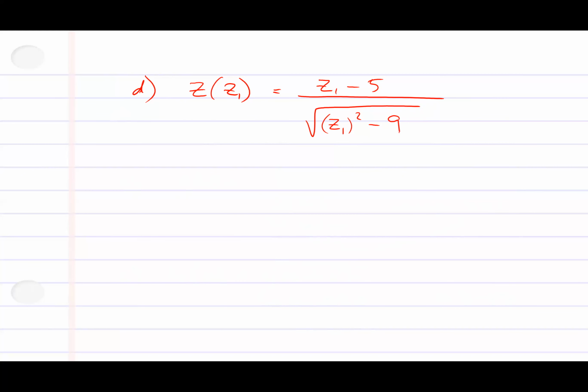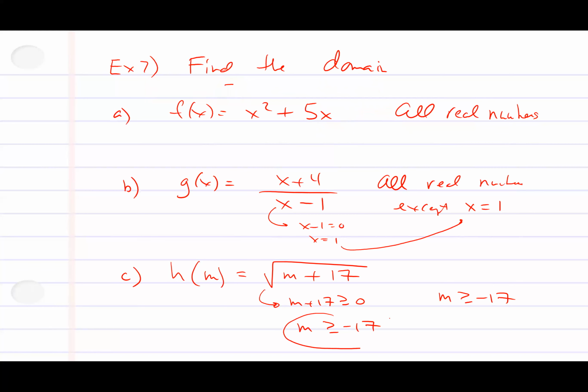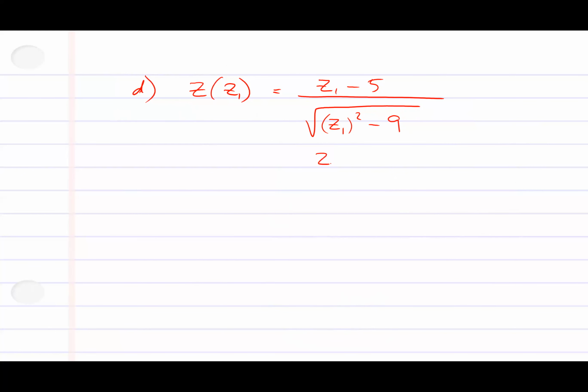Let's see. So hold on. Do we even care about the top? No, it's not a square root. We care about the bottom. So can x, because the square root is on the bottom, can the square root be negative? No, right? Also, it can't be 0 either. So notice the contrast. For the previous one, m plus 17 had to be greater than or equal to 0. This one is going to be when Z1 squared minus 1 is going to be greater than 0.